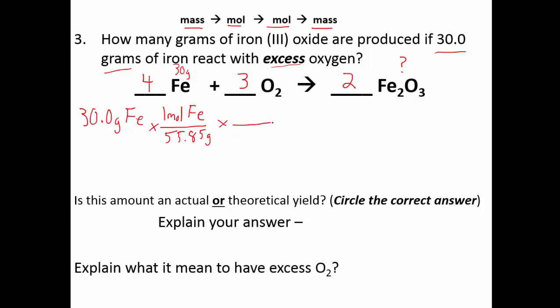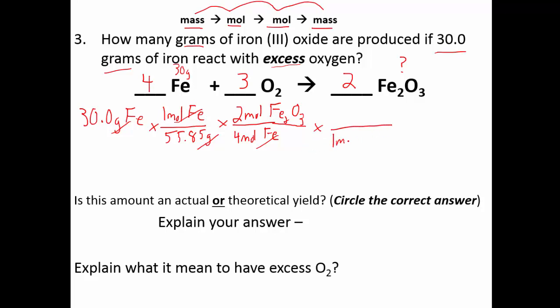Once we're in moles of iron, we can do our mole to mole ratio. 4 moles iron is going to be the same as 2 moles of Fe2O3, iron oxide. Note, grams would cancel the grams, our moles would cancel our moles. Now we're in moles of iron oxide. However, we want to see how many grams, so we need to go mass to mole to mole, and moles back to mass. So our last step is going to be using the periodic table.